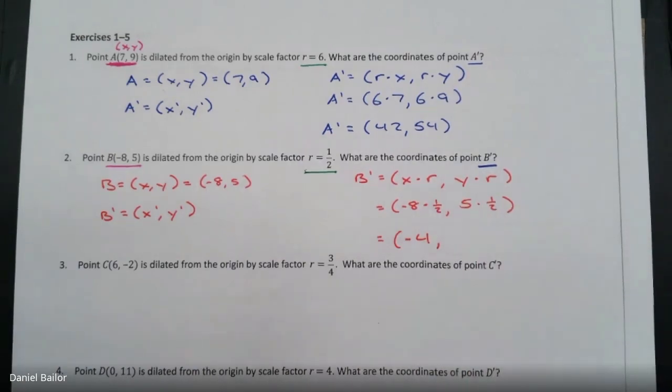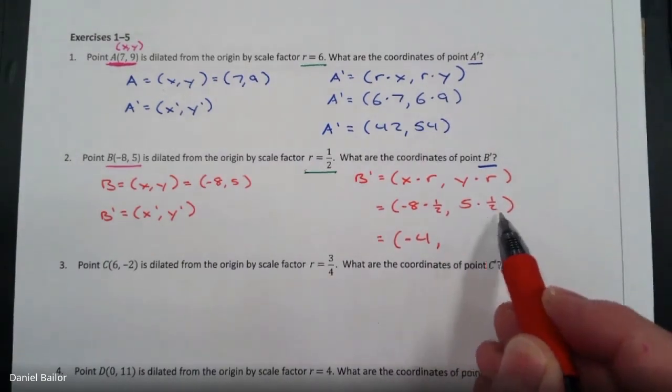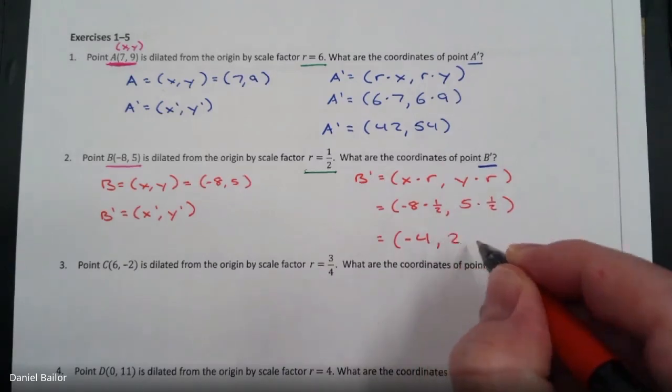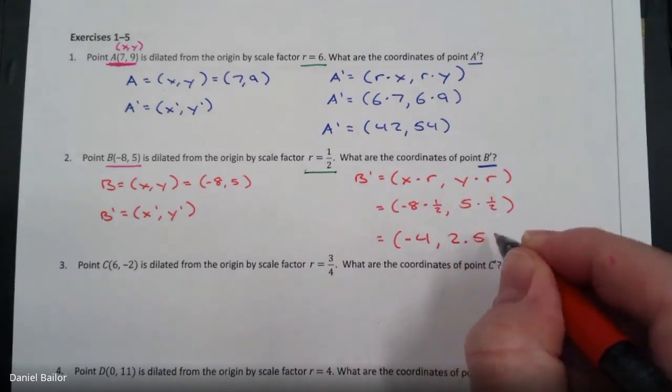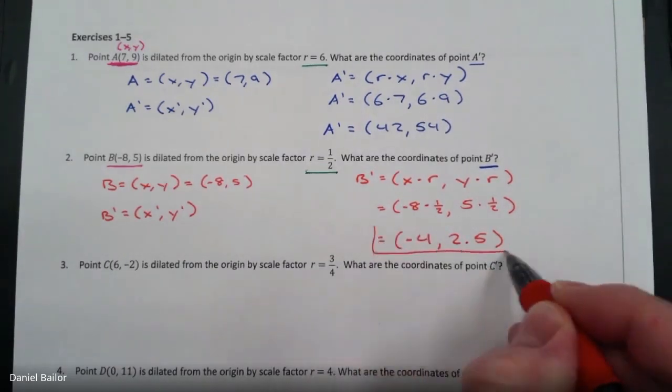Well, it's not going to be a whole number because 5 is not an even number. You can only cut even numbers in half evenly, so it's an odd number. You know half of 4 is 2 and half of 6 is 3. So half of 5 is going to be 2.5. So that's your answer for that one.